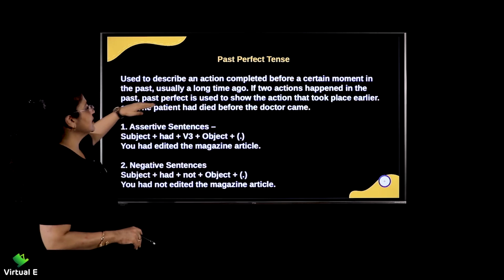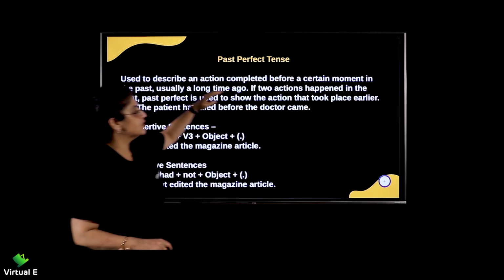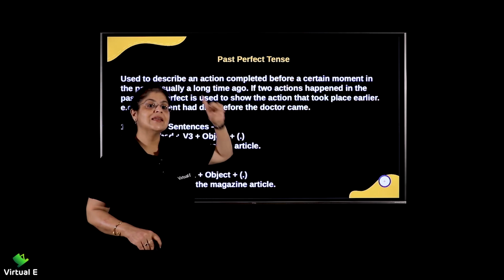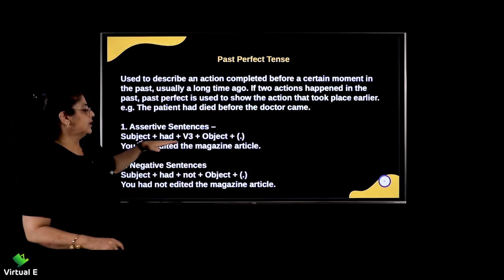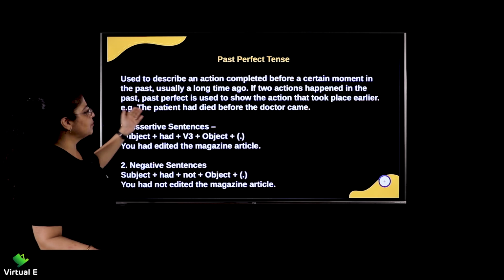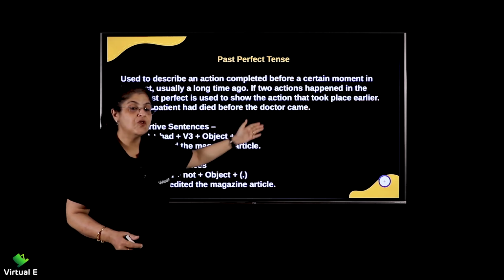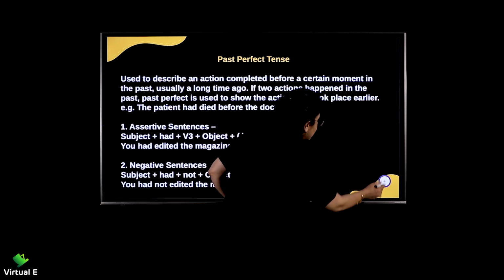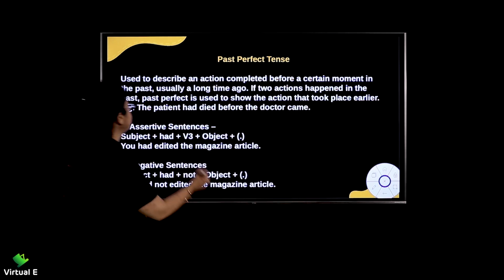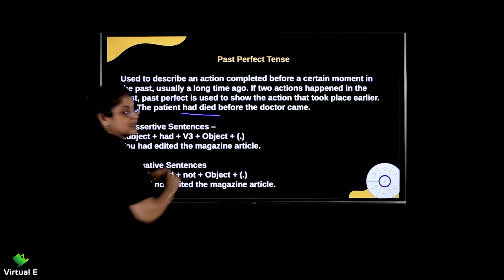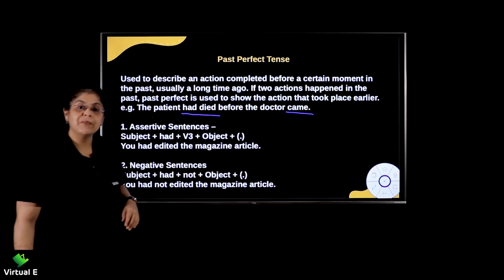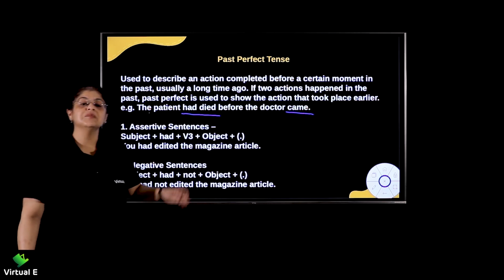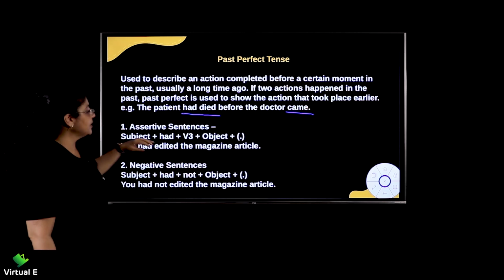If two actions happened in the past, past perfect is used to show the action that took place earlier. Even this told you the same thing: the patient had died before the doctor came. Let me bring this to your notice. Here we are using the past perfect, and in the second verb you will use the past tense. So, they both are from the same family, right?